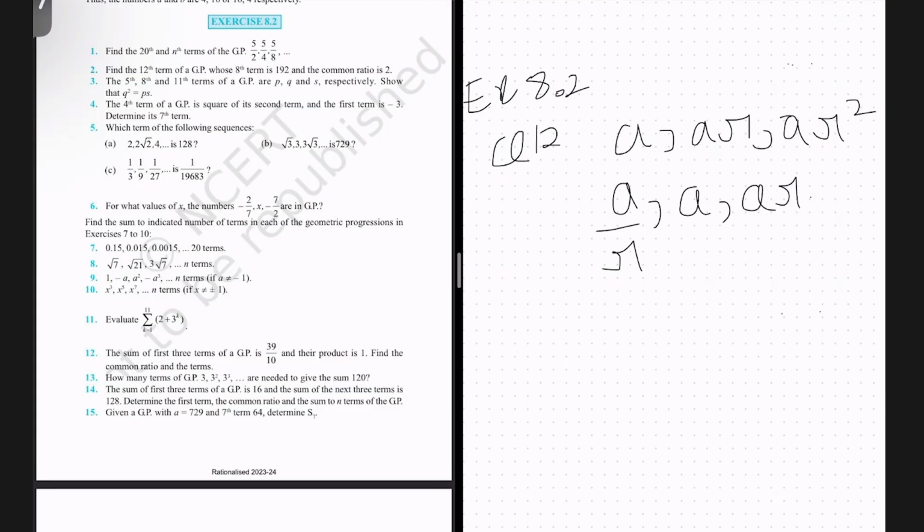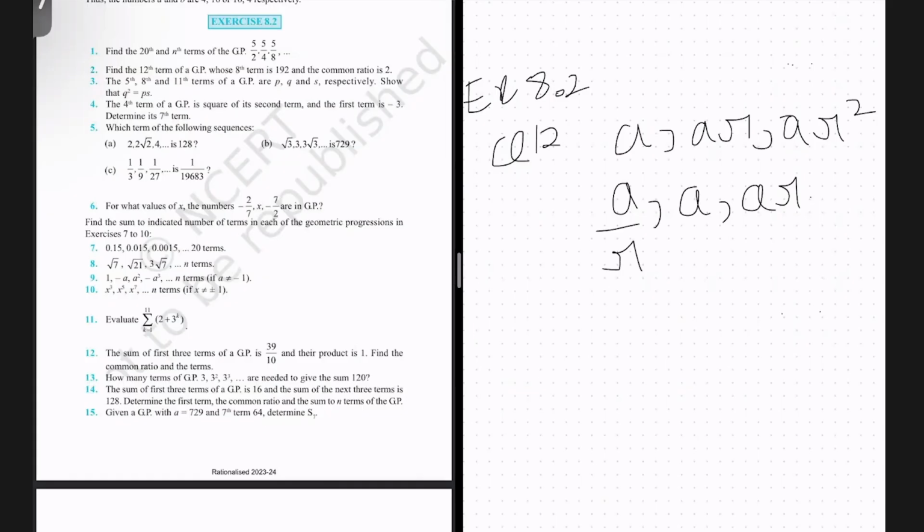So I will easily be able to solve for A, and that is how I'm going to be able to find out the value of A, and subsequently I'm going to be able to find out the value of R as well, right? So that is how it's done, and that is what helps us all here. So let us assume the first three terms of the GP to be A by R, A, and AR.